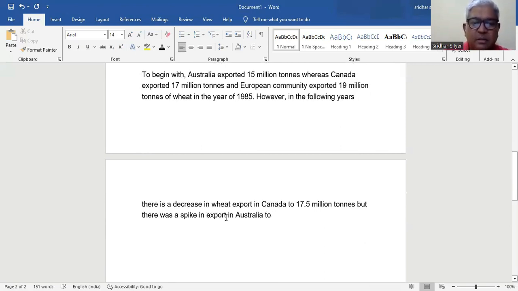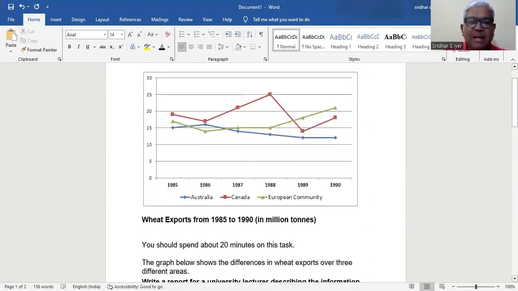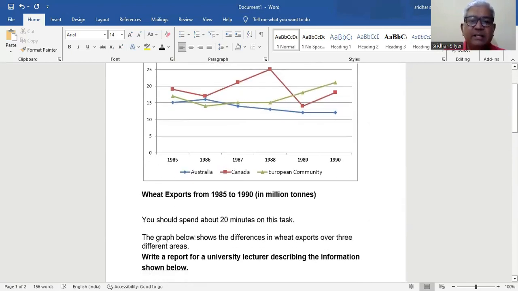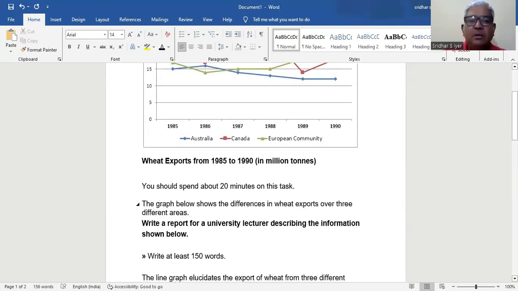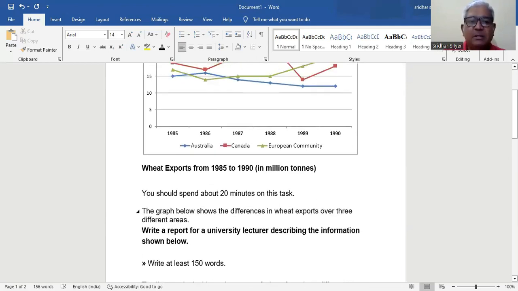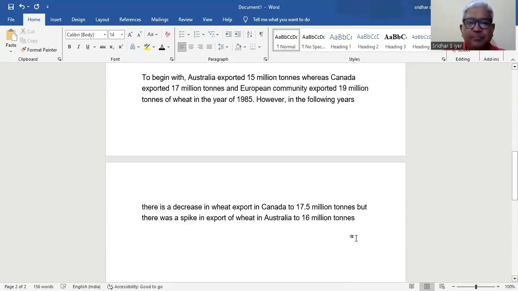Spike in export of wheat in Australia to 16 million tons. At the same time, European community had a decrease as well to around, say maybe 14 or maybe 13.5 million tons. Okay, that we have to mention here.